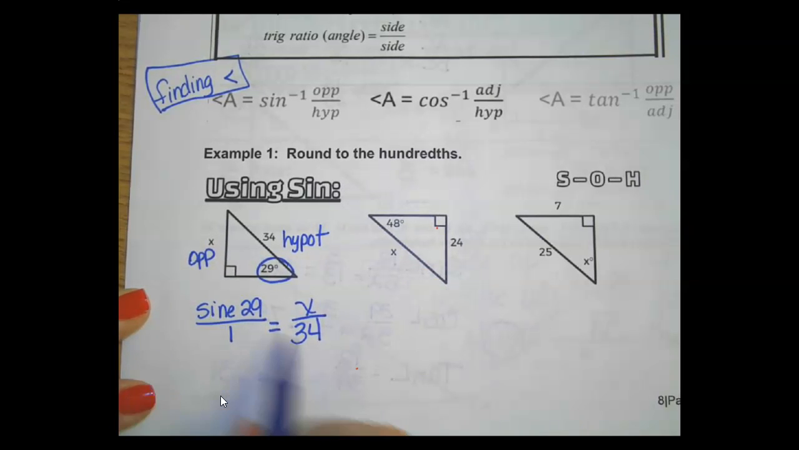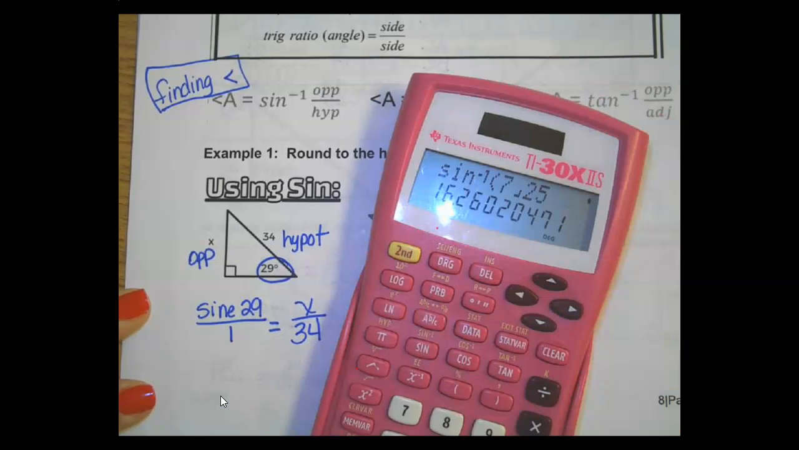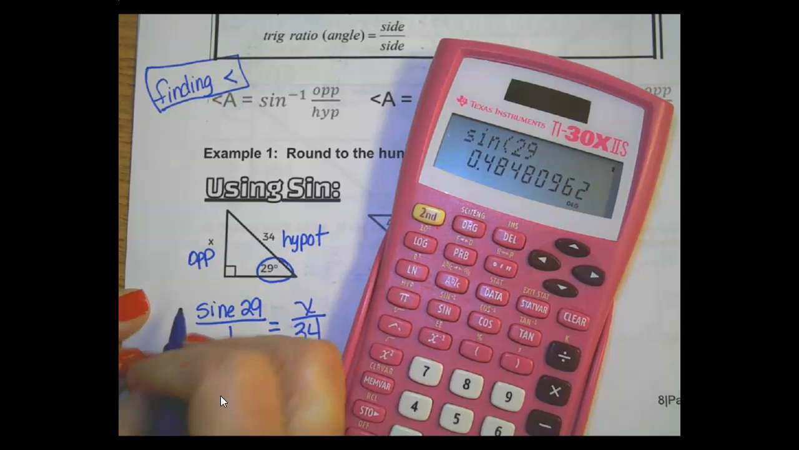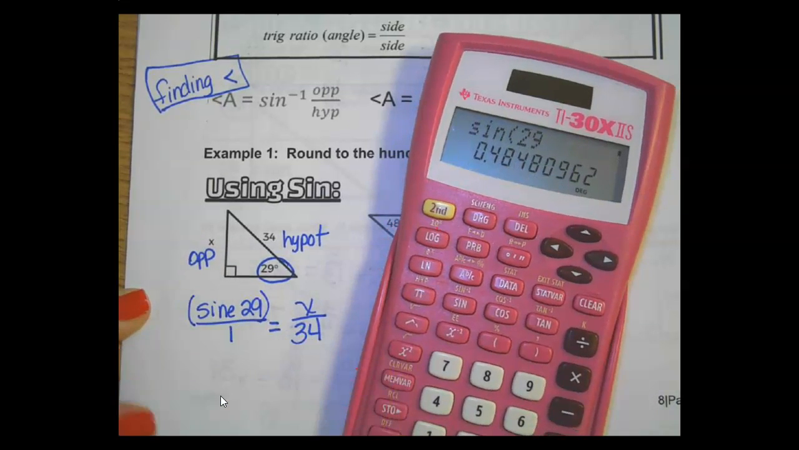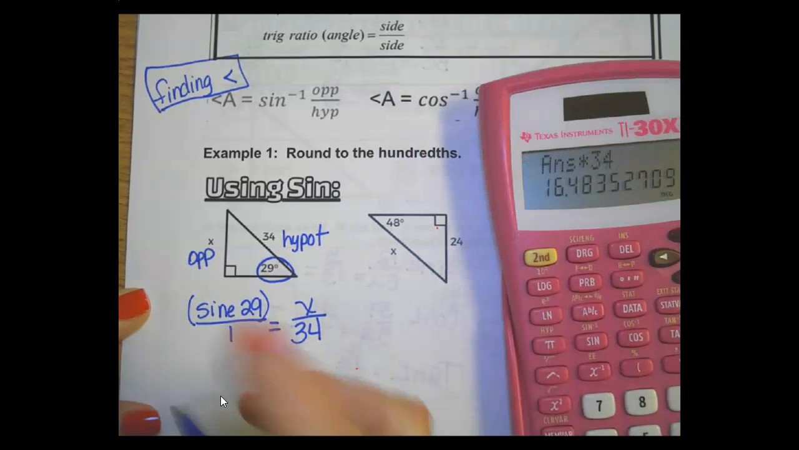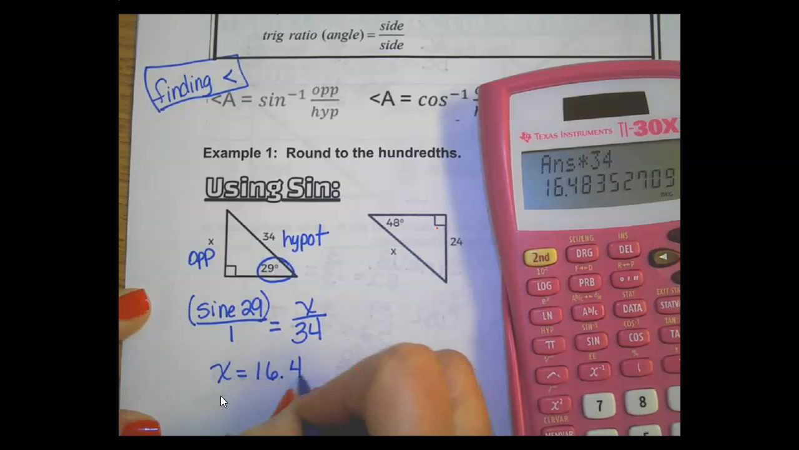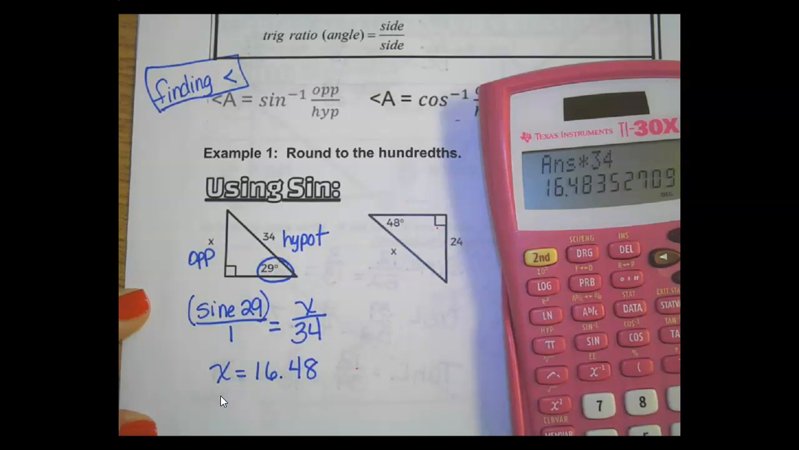When we're cross multiplying in our calculators, we're going to go ahead and hit sine 29 equals, always hit that equals because you're solving this, times 34, divided by 1, and you get x is equal to 16.48, rounding to the nearest hundredths. So cross multiplying, and you could solve it all out.